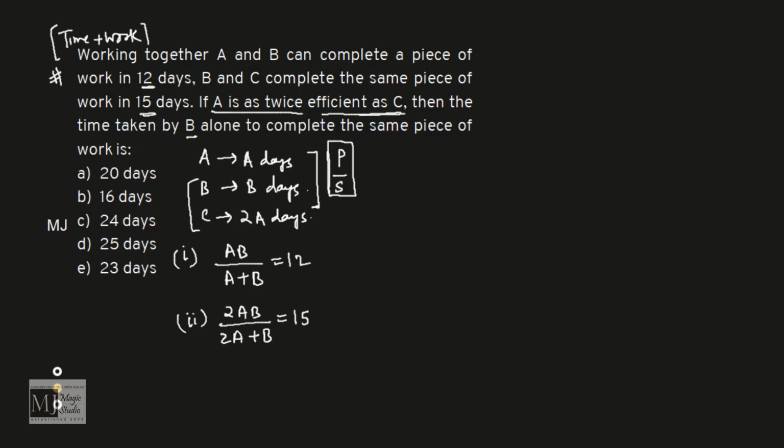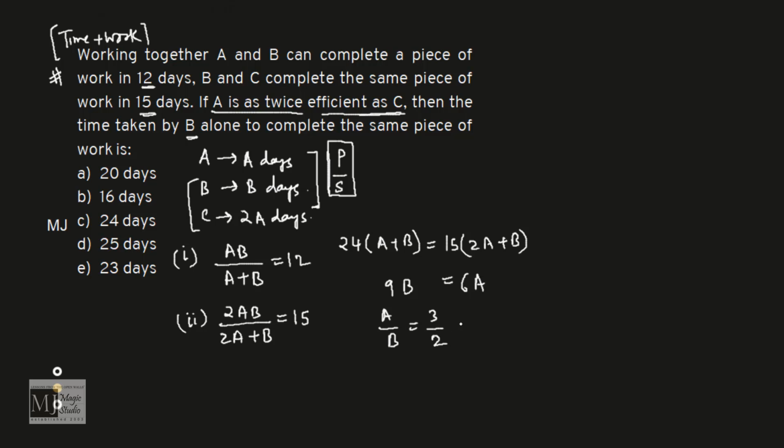Now, the time taken by B alone to complete the same piece of work. With these two equations we need to solve and find the value of B if we can. AB is 12 into A plus B. So if I put this here, I'll have 2 into 12, that is 24 into A plus B is equal to 15 into 2A plus B. Let's have a ratio. 24A minus 30A will give us 6A, and 24B minus 15B would give us 9B. So we have A by B as 3 is to 2.